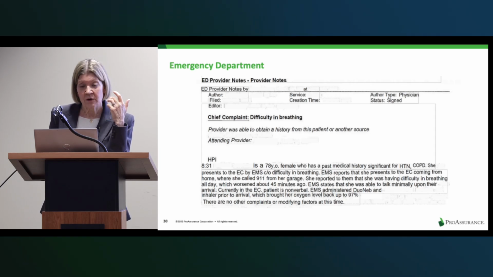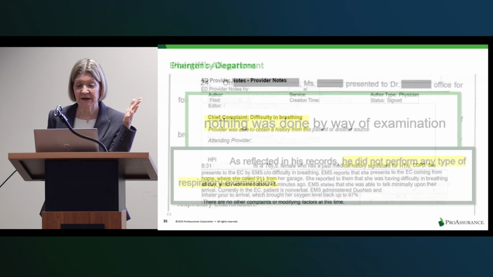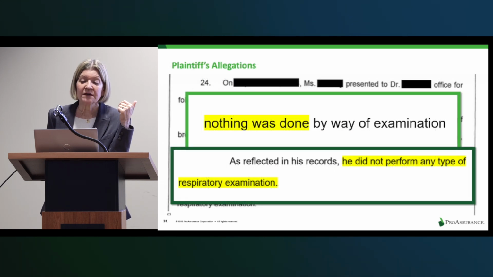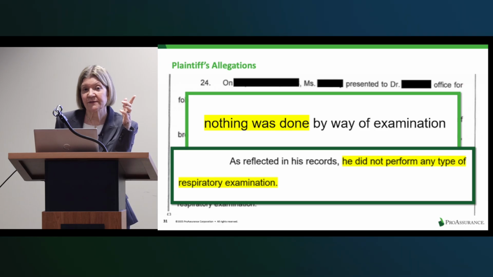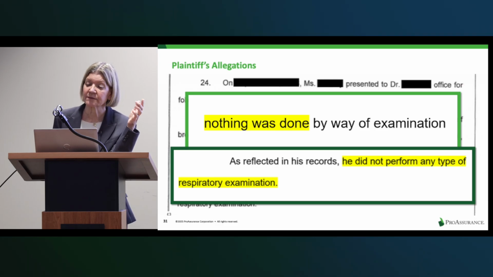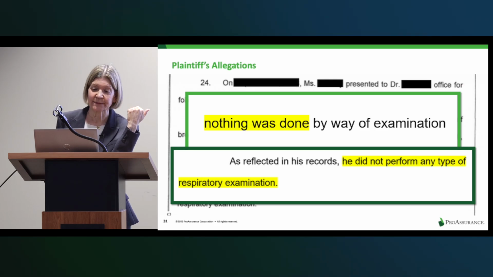Her family filed a wrongful death lawsuit against the primary care physician, and they alleged that the delayed diagnosis of lung cancer resulted in the patient's diminished life expectancy. Here's a document that was filed by the patient's family. This is the complaint in the lawsuit, and they argue that nothing was done by way of examination. And as reflected in his records, he, who is the primary care physician here, did not perform any type of respiratory examination.